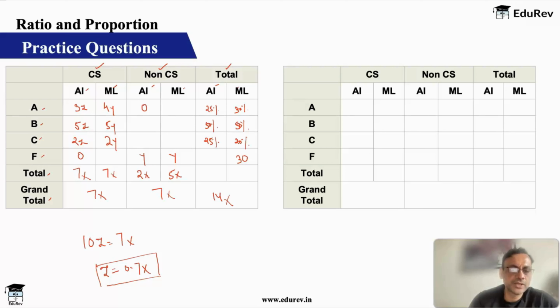So Z can be substituted by 0.7x. Let's substitute: 3, 5, 2 become 2.1x, 3.5x and 1.4x. This, if you see, will add to 7x. So we have so far at least only x and y. We have data till here.